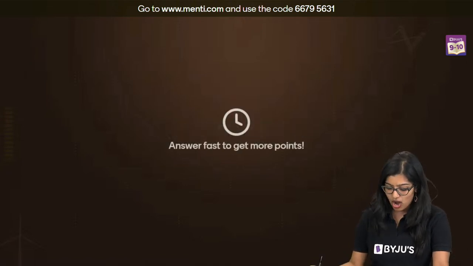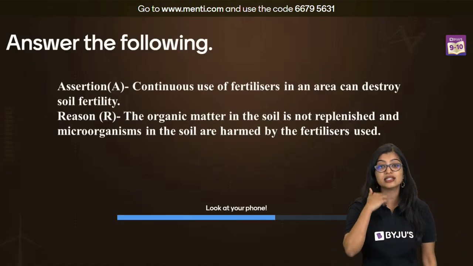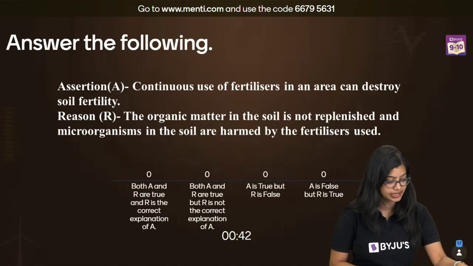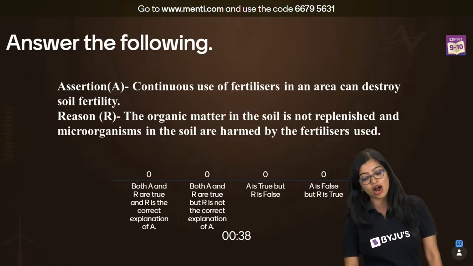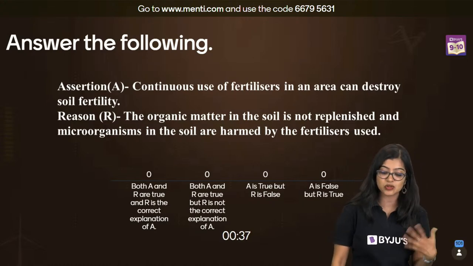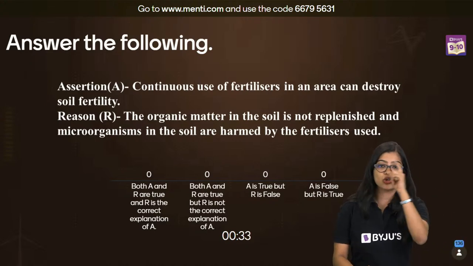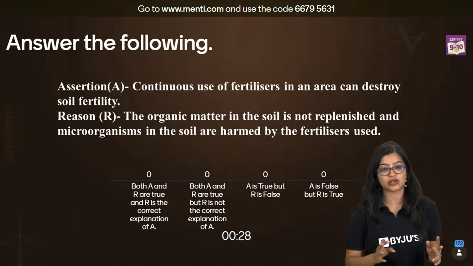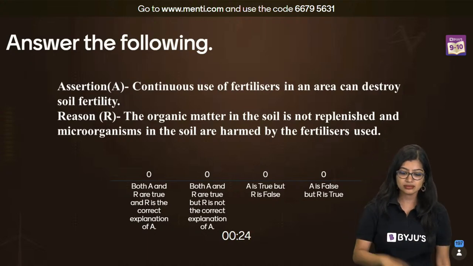Okay, moving on to question number 11, an assertion reason question. Assertion A says that continuous use of fertilizers in an area can destroy soil fertility. Reason is the organic matter in the soil is not replenished and microorganisms in the soil are harmed by fertilizers used. Now, you do this question by yourself, and then I'll tell you the trick to do assertion reason, okay? And then I'll tell you the next 9 questions, you guys are going to ace it.